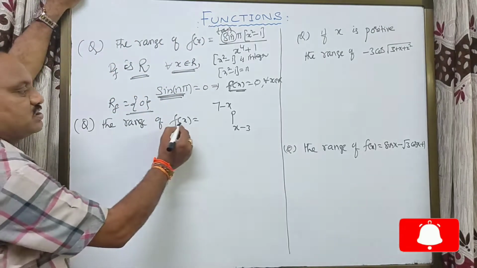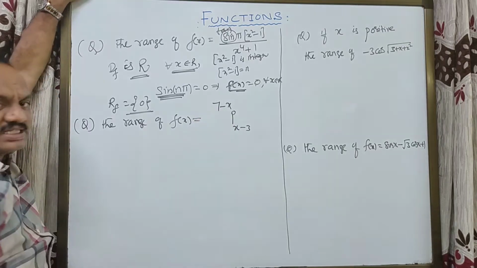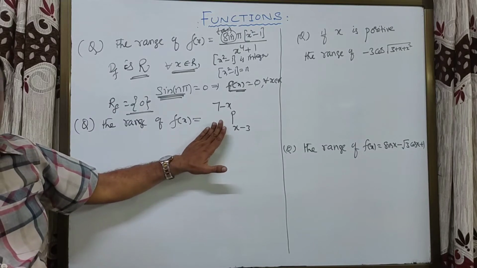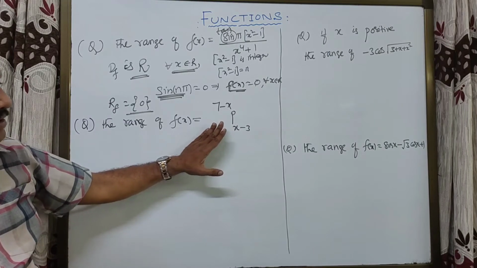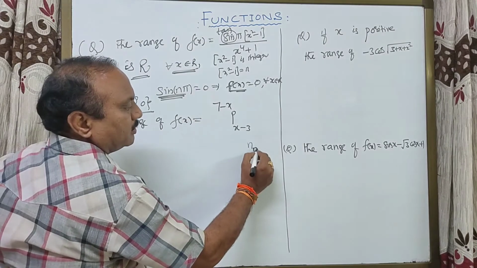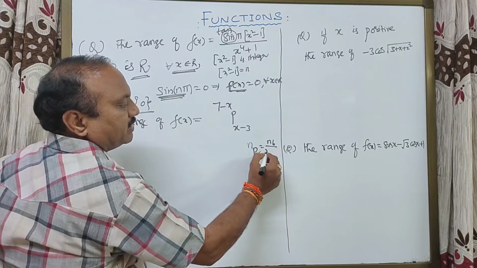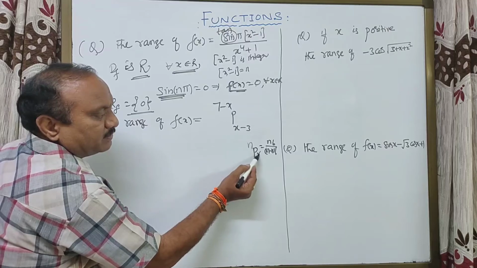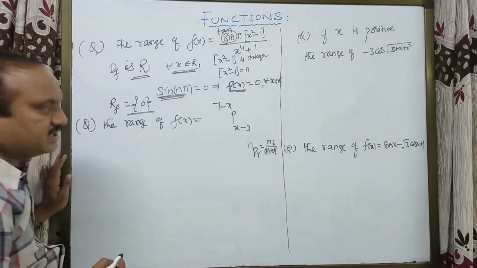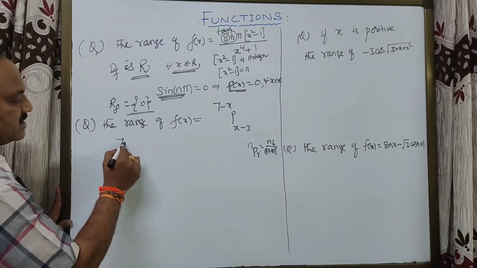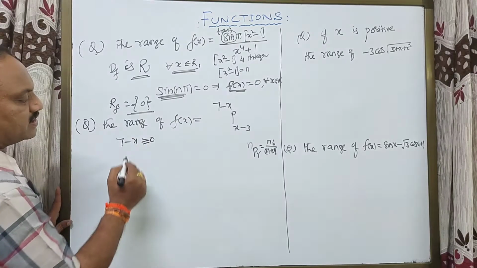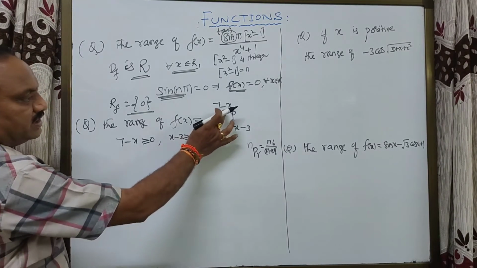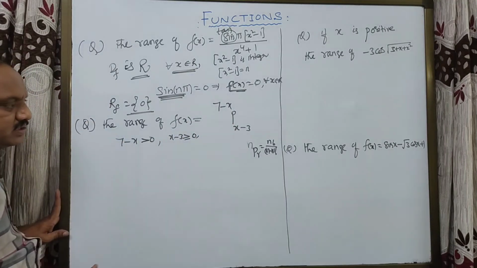Now the next question: the range of f of x equals 7 minus x P x minus 3. Before finding the range, you should find the domain. It is of the form nPr, which is n factorial by n minus r factorial. It is defined for non-negative integers. That means 7 minus x is an integer greater than or equal to 0, and x minus 3 is an integer; it can never be 0 here, students, so only take greater than 0.